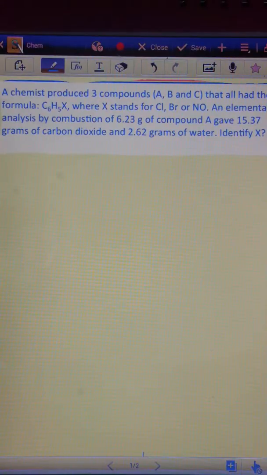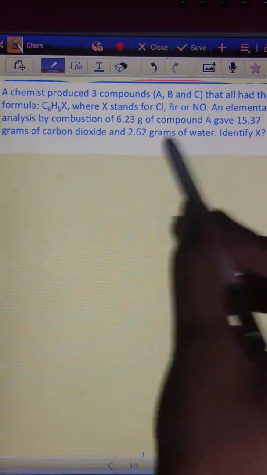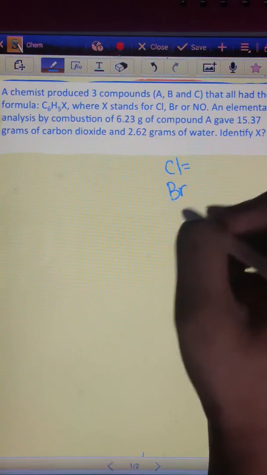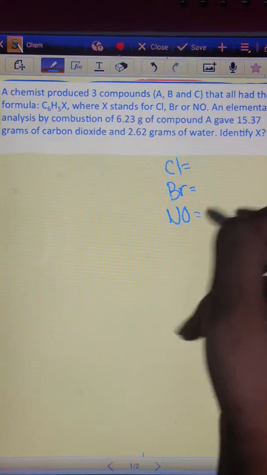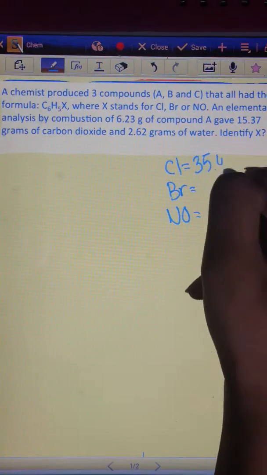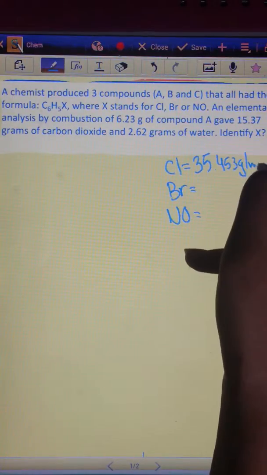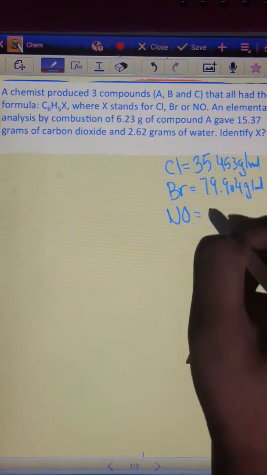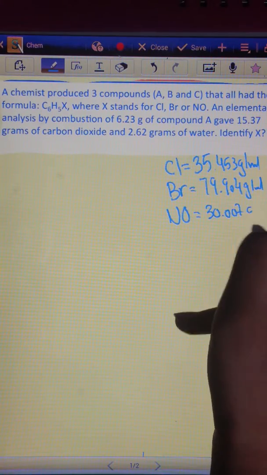Let's practice number 4. The problem tells us that the chemist produced 3 compounds that had the same formula C6H5X, where X can stand for chlorine, bromine, or NO. So we know we're going to be finding X, and let's write down the 3 candidates' molar masses so that it's easier to determine which one it is at the end. Chlorine is 35.453 grams per mole, bromine is 79.904 grams per mole, and NO is 30.007 grams per mole.